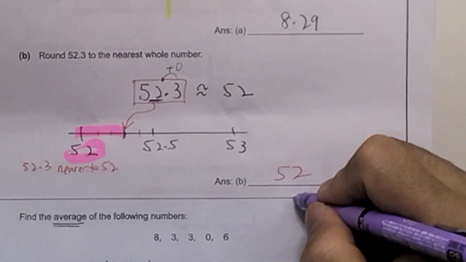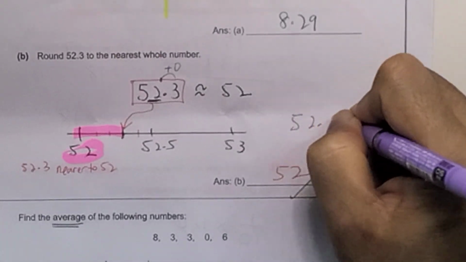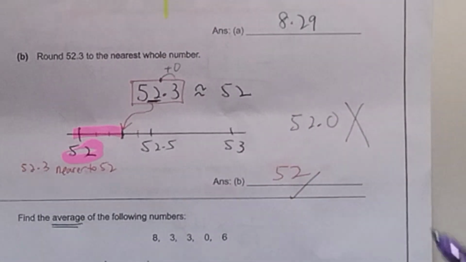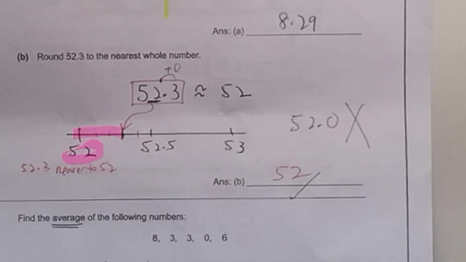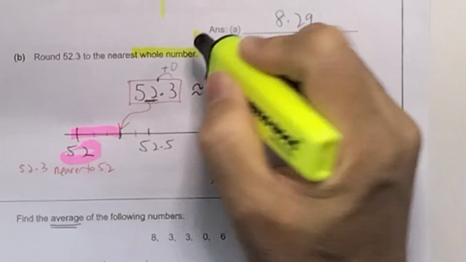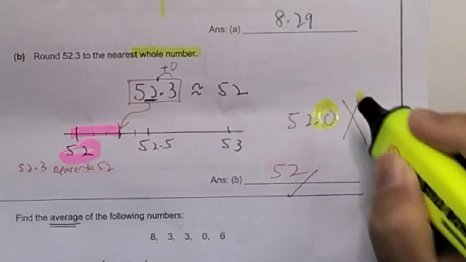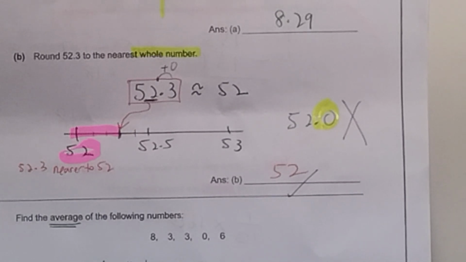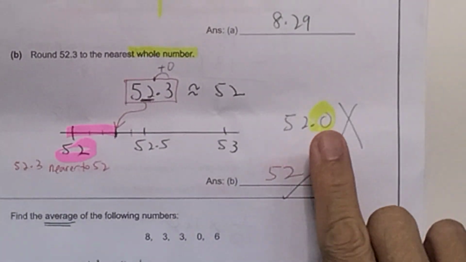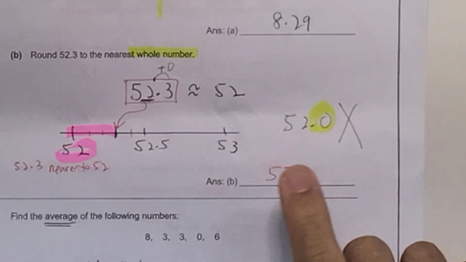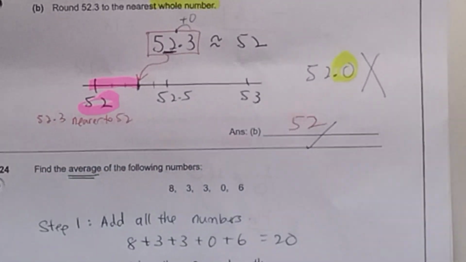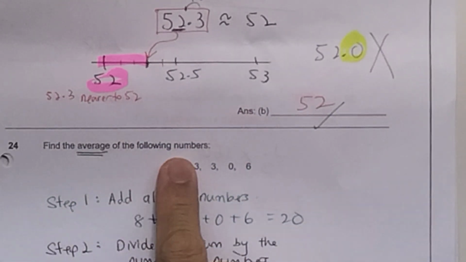Now, a common mistake will be to write 52.0. Why is this not allowed? Because the question asks for a whole number, so we do not want to see anything in the decimals. Don't show all these in the decimals. It's kind of wasted if you show this answer. It should be this.